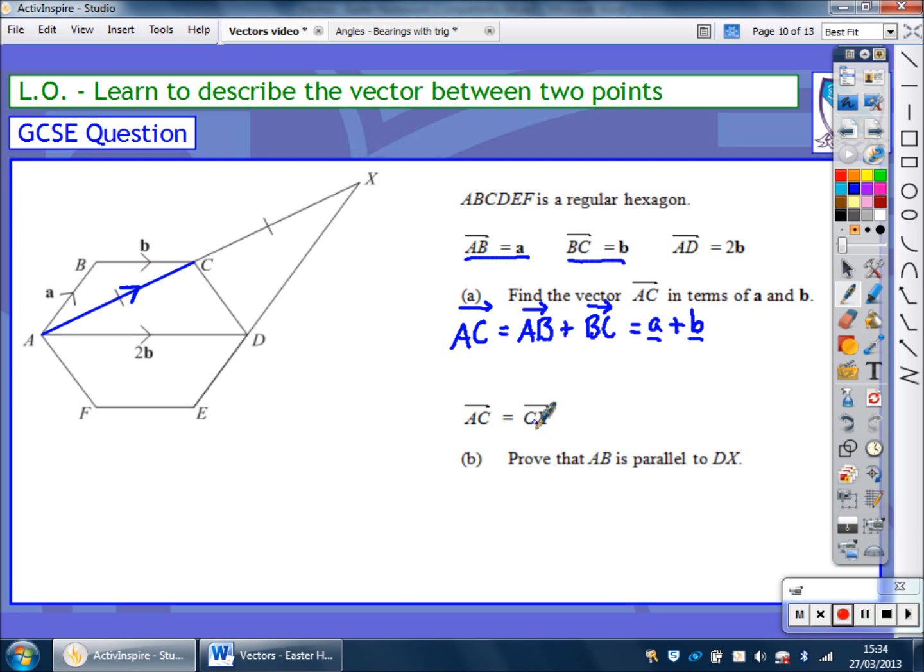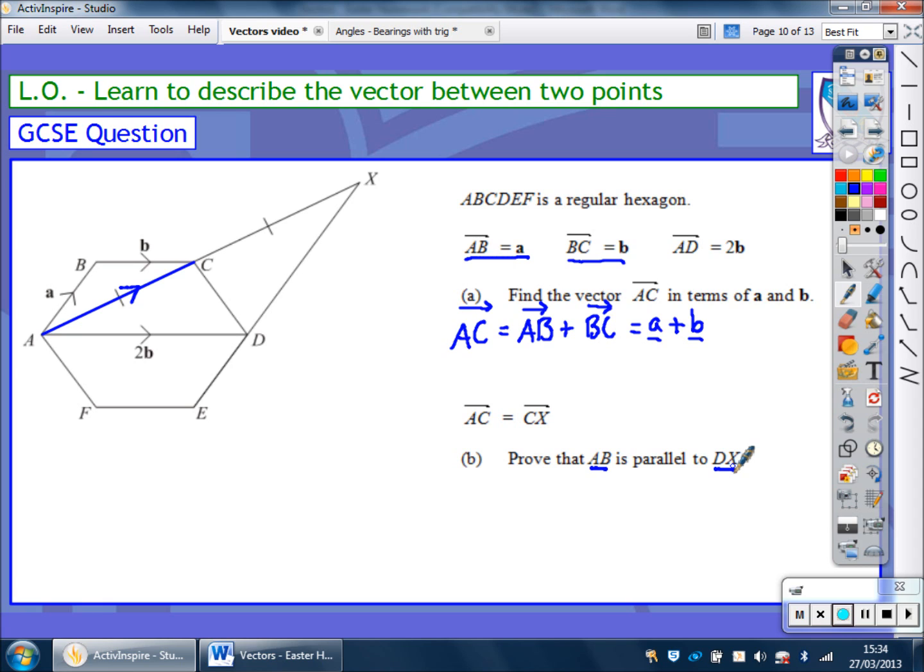Okay, now we're given an extra bit of information that A to C is equal to C to X. So A to C is equal to C to X, and that's what these little lines mean. They're denoting equivalent lengths. Right, so if A to C is a plus b, like we've just worked out it is, then C to X is also a plus b, because if they're equal, then they have the same vector. Now what we need to do is prove that AB is parallel to DX.